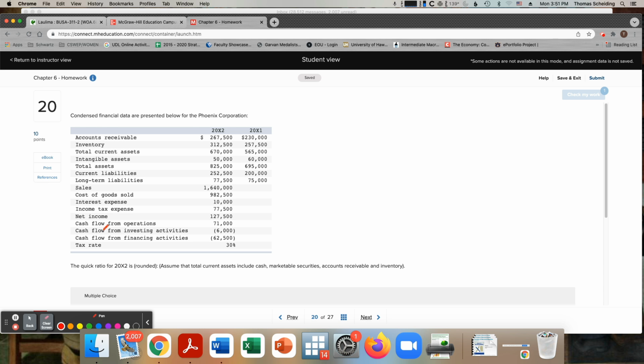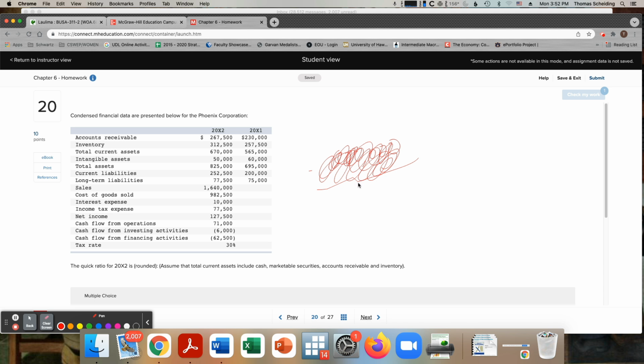So we need to basically divide our assets by our liabilities. In this case, our assets for 20x2 is 670, and we're going to divide that by our... oh, sorry. No, I want a quick ratio.